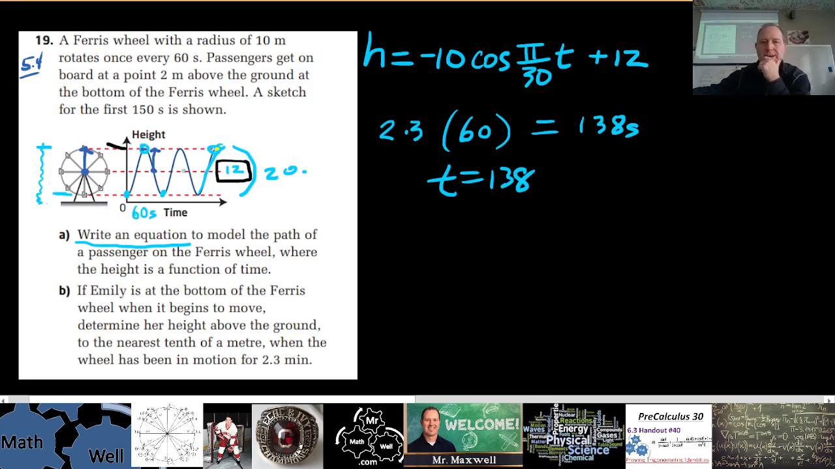All right. Now, the question says, determine her height above the ground to the nearest tenth of a meter. So whatever we determine for the height, that's going to be the height above the ground, because we've already accounted for the fact that she gets in at 2 meters.